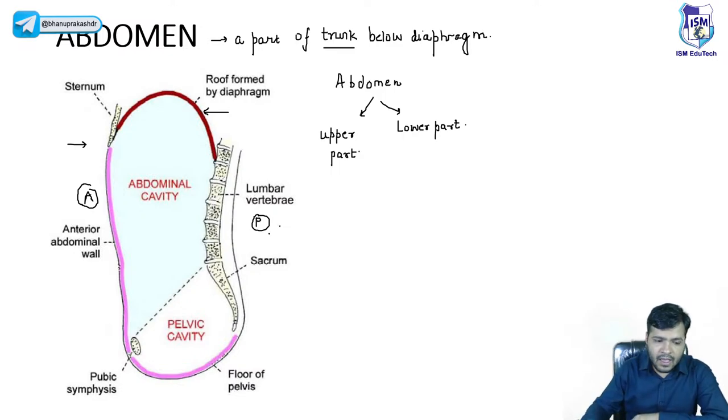The upper part, बेटा upper part, it is actually the abdomen proper, और जिसको हम proper abdominal cavity कहते हैं। और लोअर पार्ट जो है बेटा, it is actually the pelvic cavity.